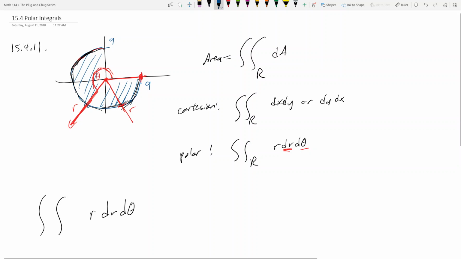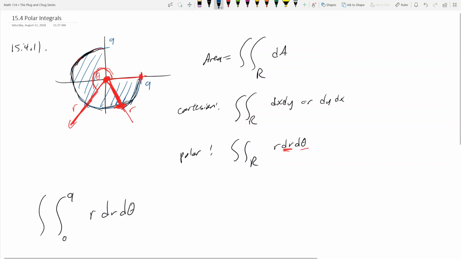So in our case, our radius is going to go from 0 when we're at the origin, since at the origin our radius is 0. And then when we go out and hit the boundary, we hit 9. So we go from 0 to 9. All right, and now what is theta?